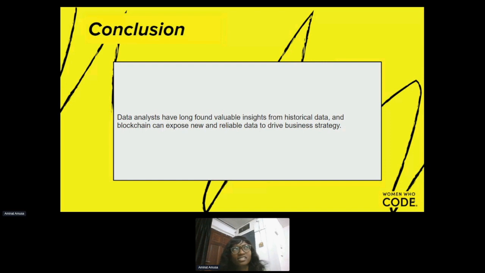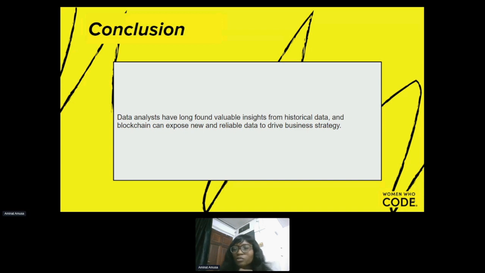Data analysts, data scientists, data professionals have long found value in creating valuable insights from historical data. And blockchain has exposed us to new and reliable data to drive business strategy. So blockchain technology is more than a way to store data. It is a new method of storing validated data and transaction information in a trusted repository.